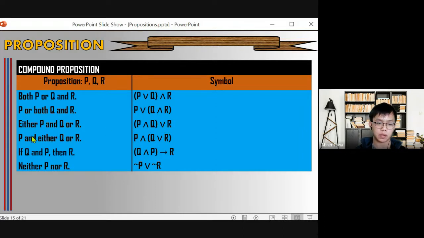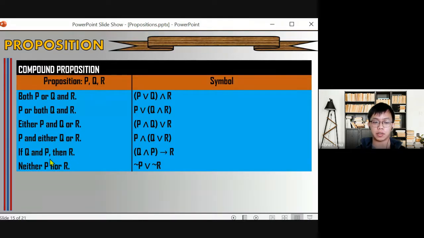Okay. So we have here another example. P and either Q or R. Okay, so let's understand this as wherein the first part is P and the second part is either Q or R. So if we're going to symbolize that one, that will be P and open and close parenthesis Q or R. So ang tawag natin dito is conjunction kasi ang main connective is and. Okay, so it is obviously na magkasama dito yung Q and R. So we're going to group them as one.